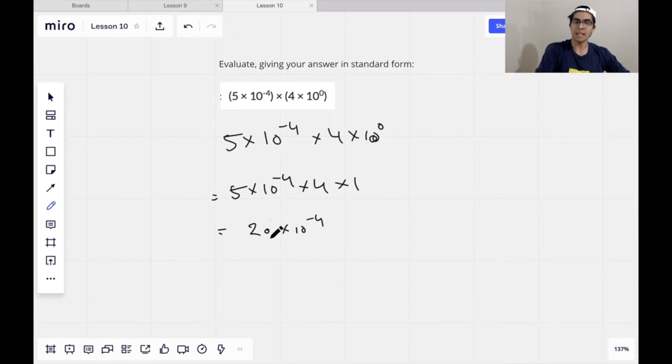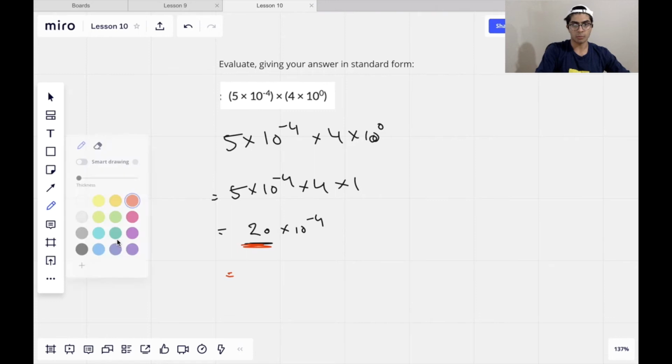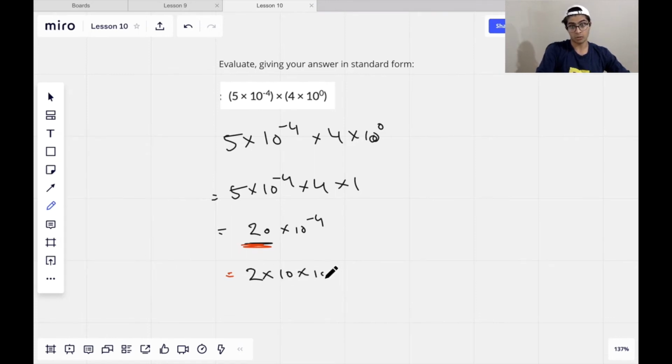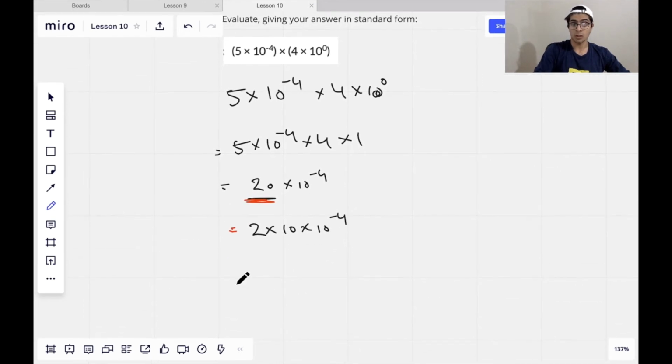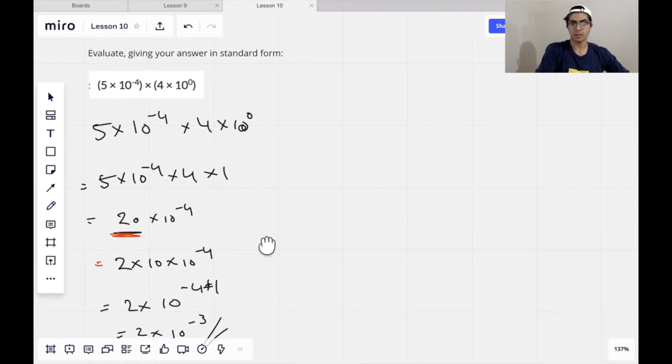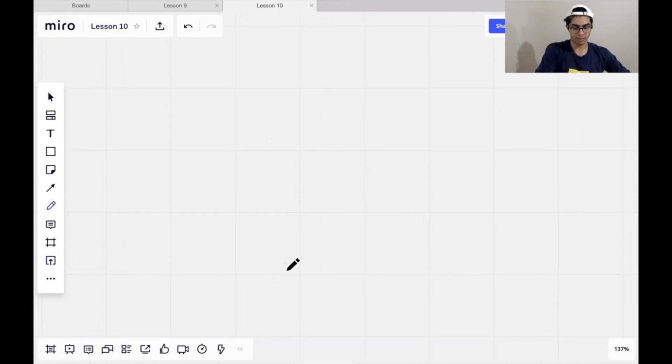Now, this actually isn't in standard form, because remember, this number here has to be between 1 and 10. We know, for example, that 20 is the same thing as 2 times 10, so we can have 2 times 10 times 10 to the negative 4, and then we can have 2 times 10 to the minus 4 plus 1 from our indices laws, which is 2 times 10 to the negative 3. And there we go.